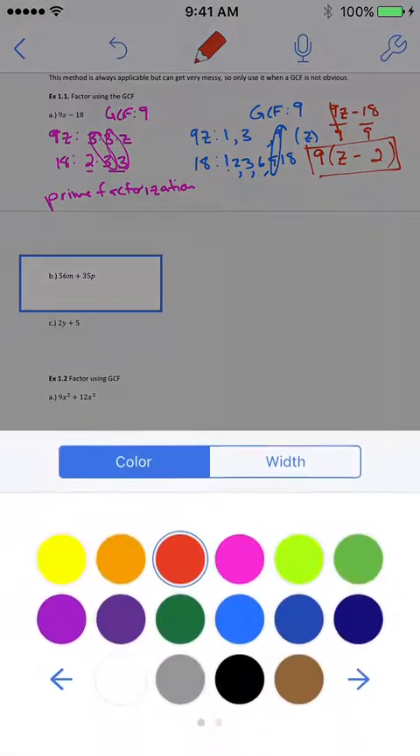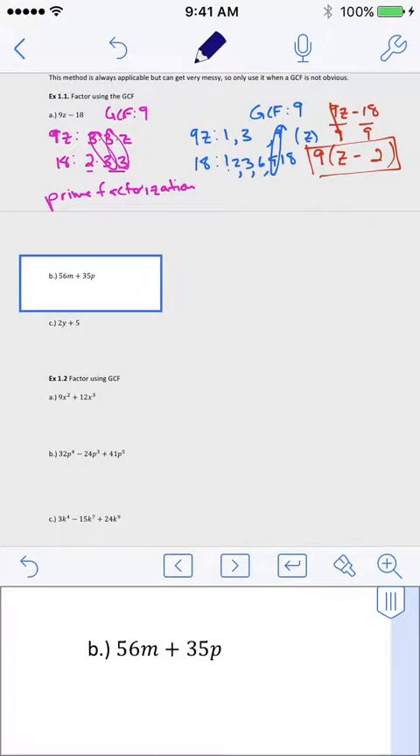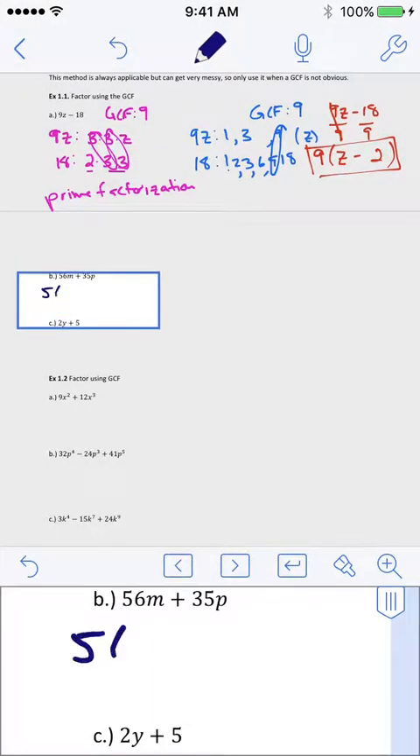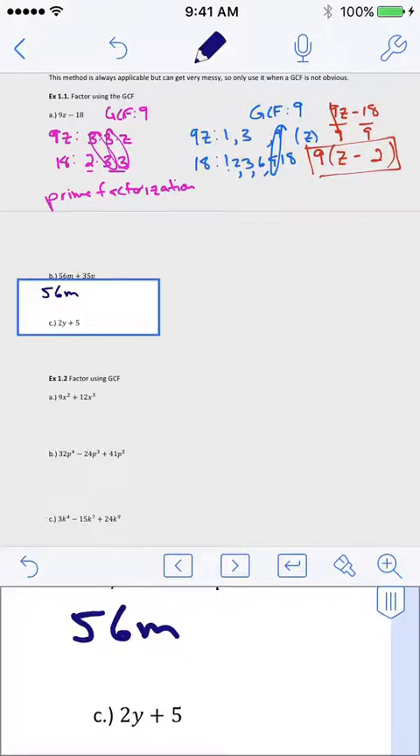56m plus 35p. Let's try that now. Let's take a look at them individually. 56m and 35p. Now again, you could list out all of the different factors of 56 and 35, but 56 has quite a few factors. So I'm going to list out its prime factorization. I'm going to take it down to all primes, the things that don't break down into anything more.